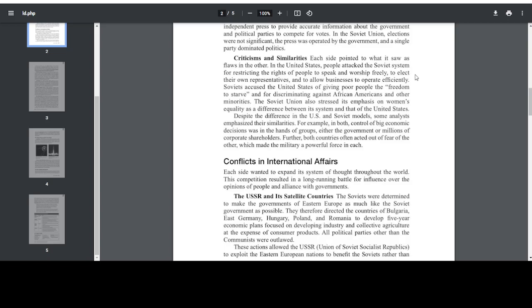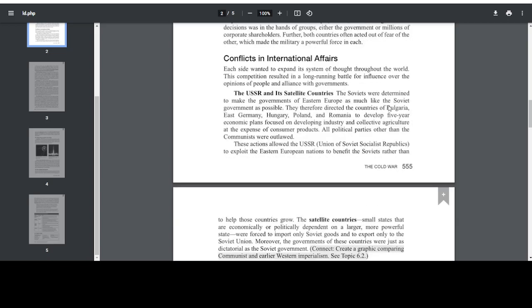Despite the differences in the US and the Soviet models, some analysts emphasize their similarities. For example, in both, control of big economic decisions was in the hands of groups, either the government or millions of corporate shareholders. Further, both countries often acted out of fear of the other, which made the military a powerful force in each.